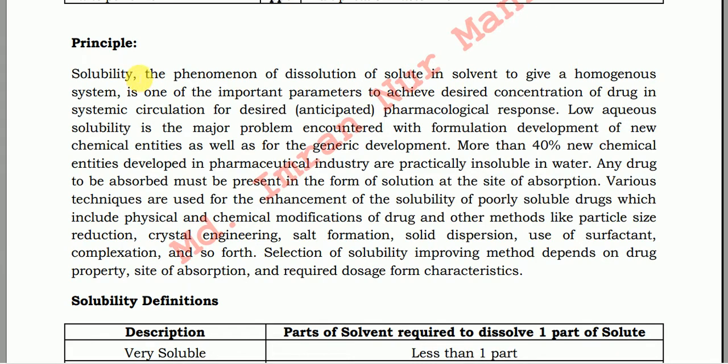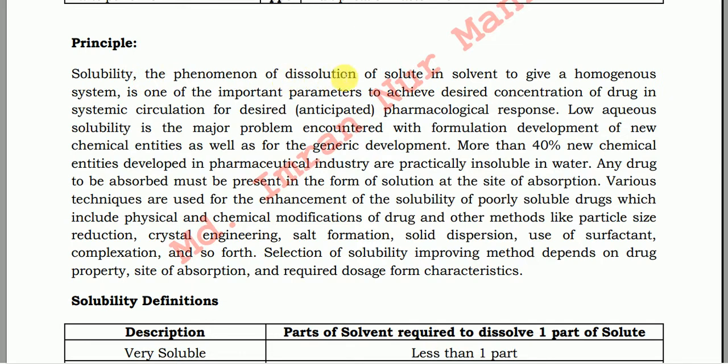Solubility, what is solubility? Solubility is the rate and extent to which a solute gets dissolved under a given set of experimental conditions. That means whenever a solid gets dissolved into a solution, that it becomes liquid, the rate at which the solid particles become a part of the solution, solid becomes liquid, the rate of the dissolution is known as solubility.